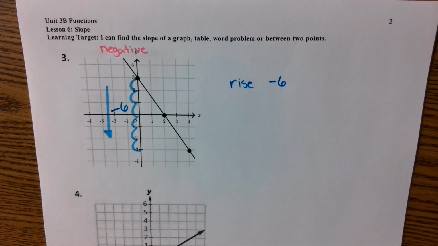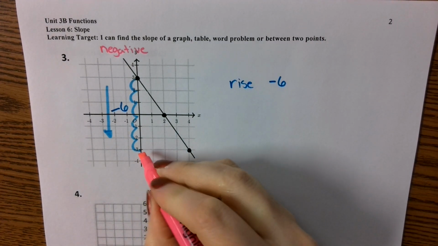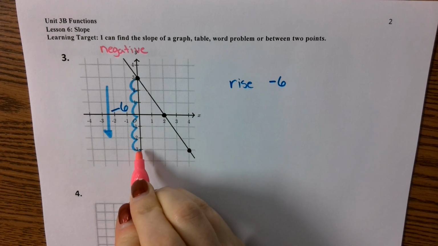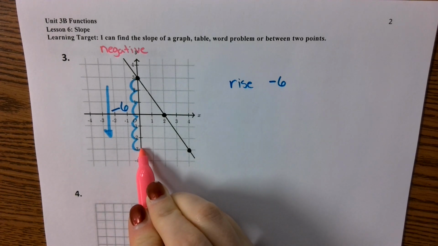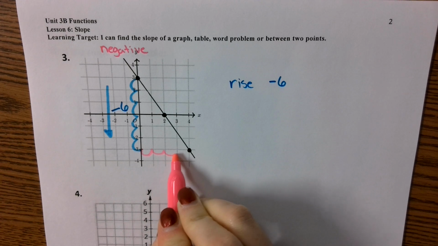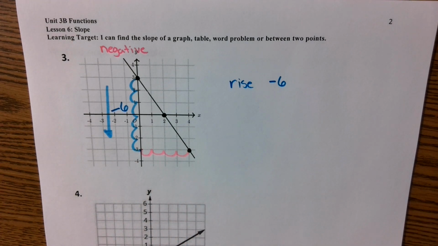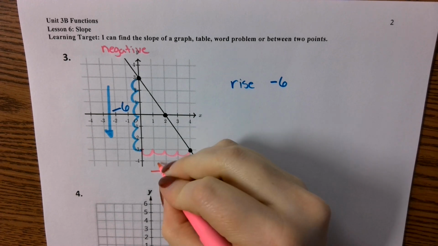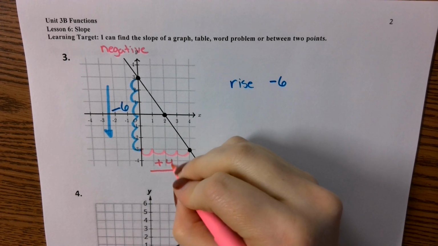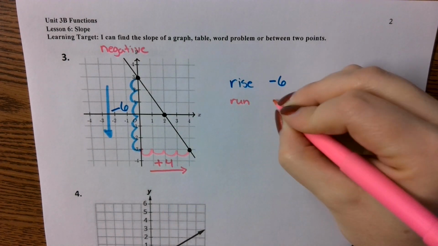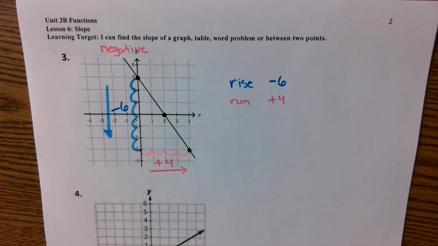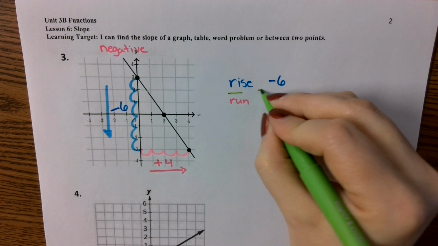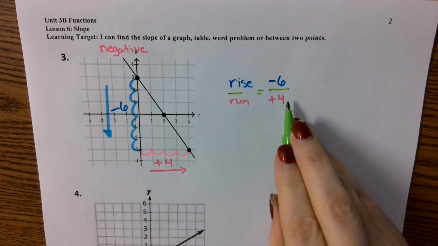Okay, then we need to do the run. Our run, from this point where we just stopped with our rise, we're going to go to the right. 1, 2, 3, 4. So we're going 4 spots to the right. That makes it a positive 4. So our run is a positive 4. Okay, so we have a negative 6 over a positive 4.